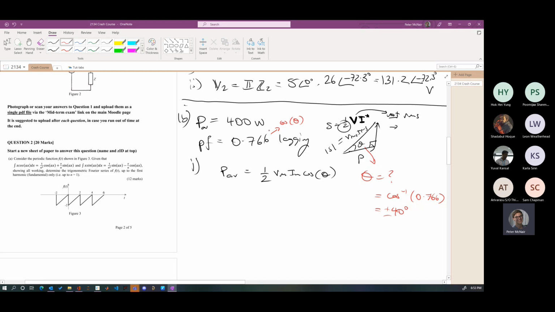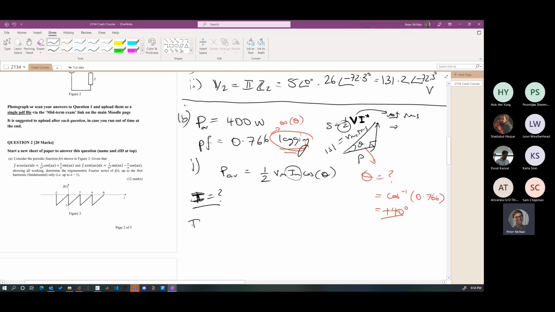This is an easy way to get caught out by missing a sign here. Plus 40, exactly right, because we've got a lagging power factor, which means it's pointing upwards. So theta is positive 40 degrees. Cool. But for this first section, we're looking for the complex form of I. So really, let's solve for Im here.